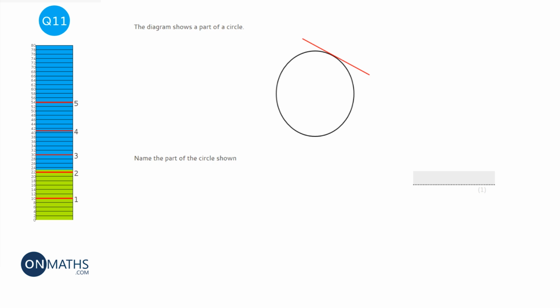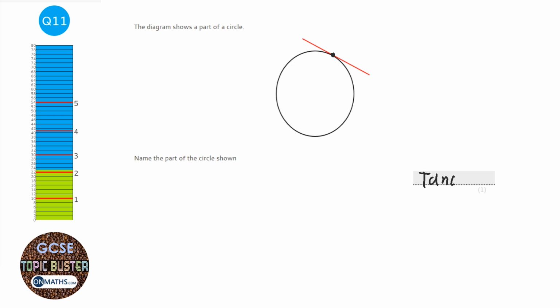Now, on this question, there's a line which touches the circle just at one point, and it's a straight line. The name for that is tangent.